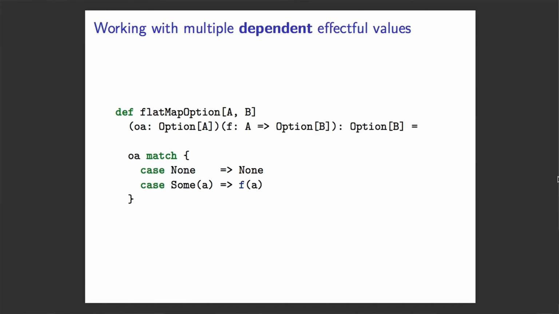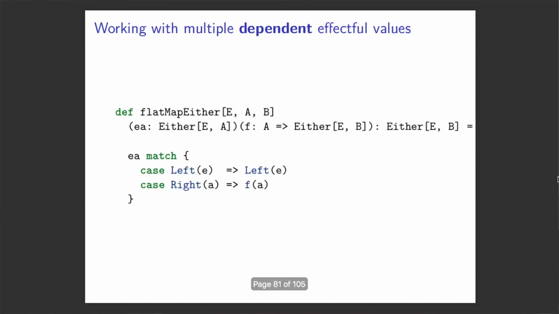Similar case with either. If it's a left, we have nothing to do, so we plumb it through. If it's a right, then we can do the next step of our computation that itself may or may not fail. But the dependency is we need to be able to know what that value is. We won't know until it's a runtime thing.